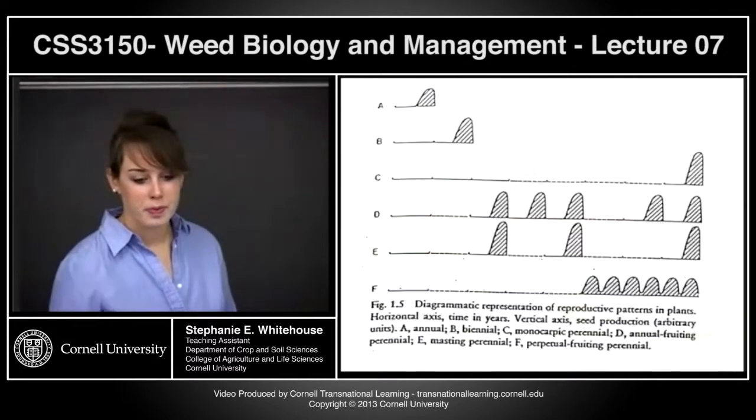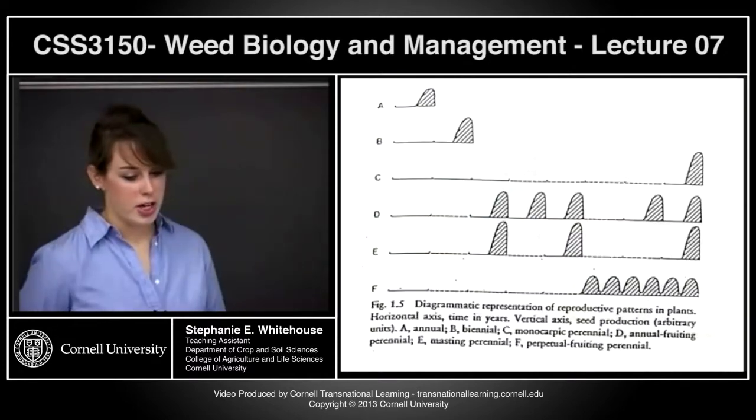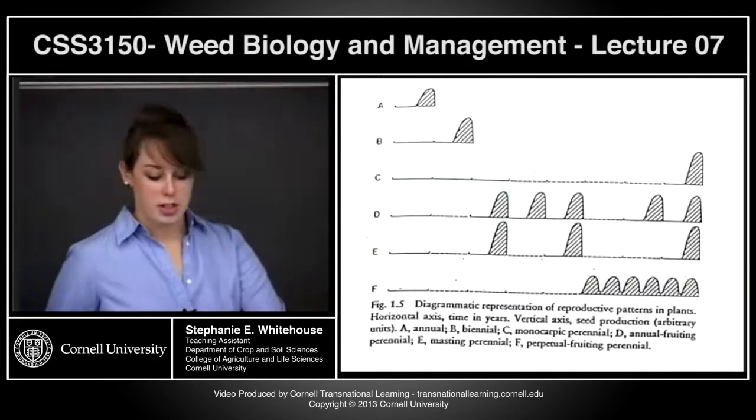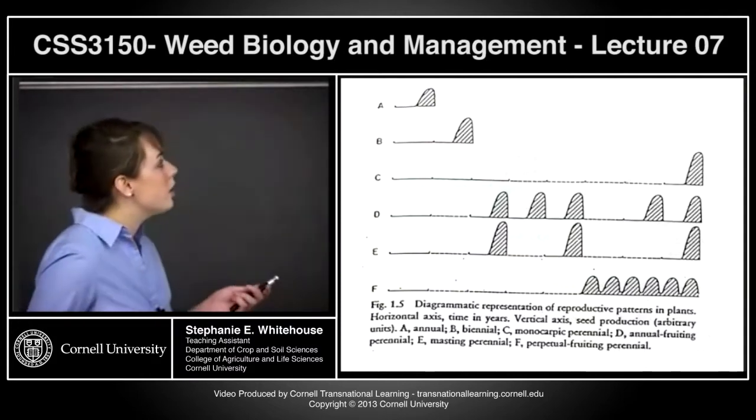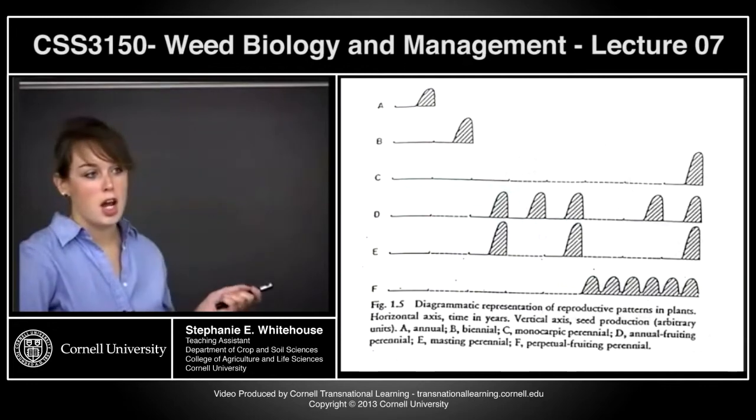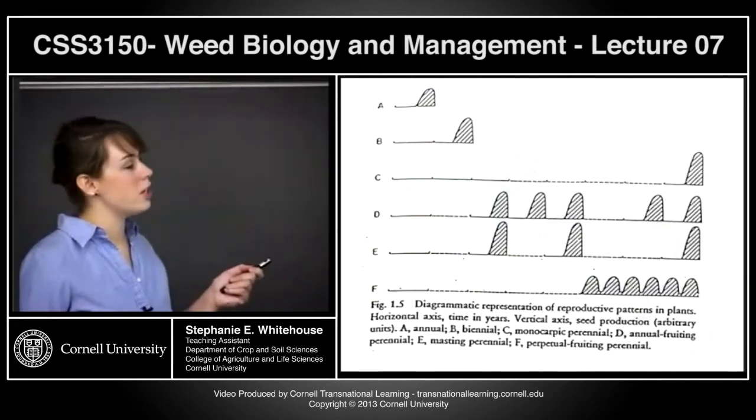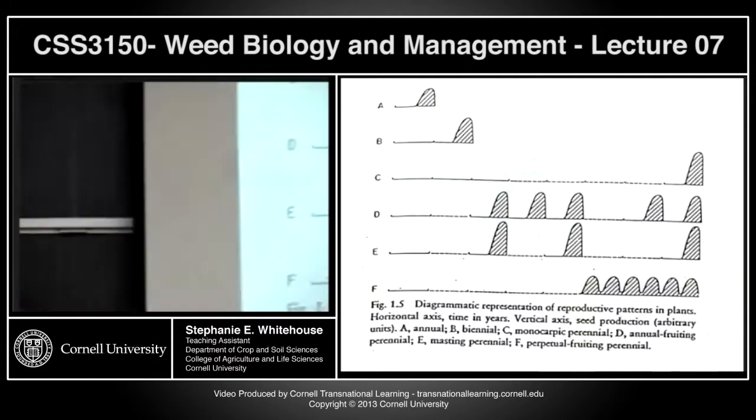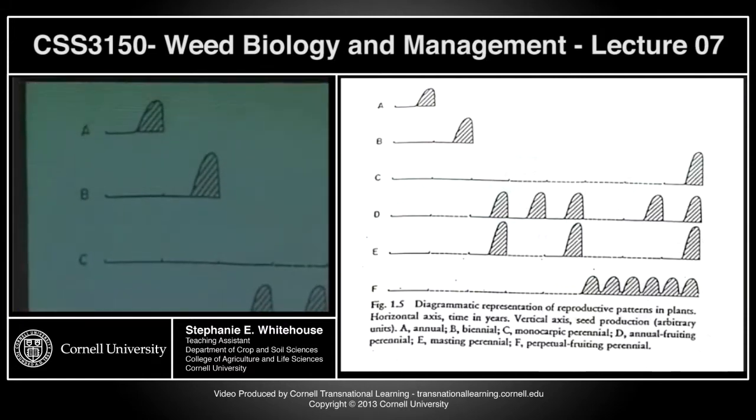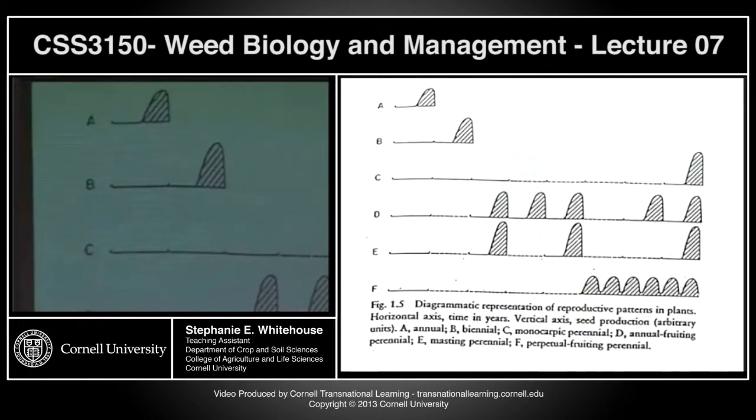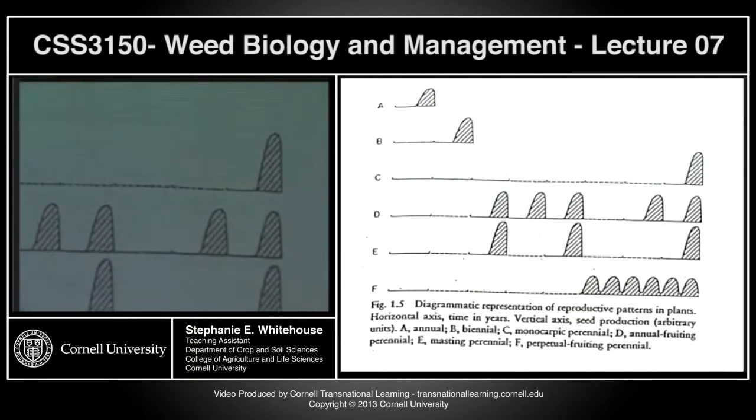So this is an example, basically looking at the different types of reproductive patterns in plants. At this first section here, example A is basically your annual plants. You have a reproductive stage, and then this hump represents the flush of seeds that they would have. B represents a biennial plant, so you have that first year of reproductive growth. The second year has a little bit more of reproductive growth, and then that final production of seeds in the end. C is one of our examples of a monocarpic perennial.